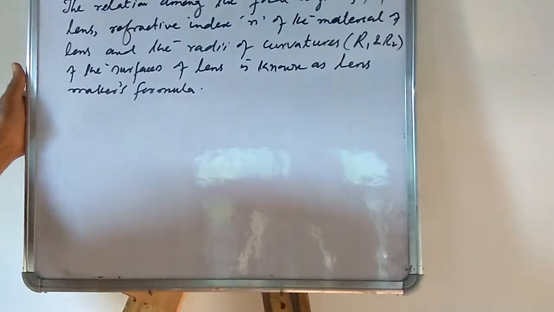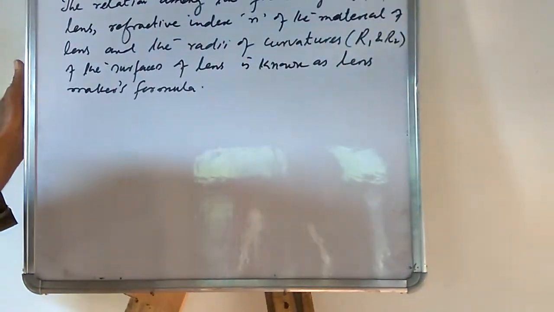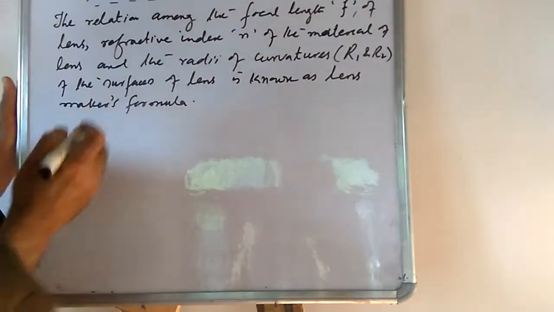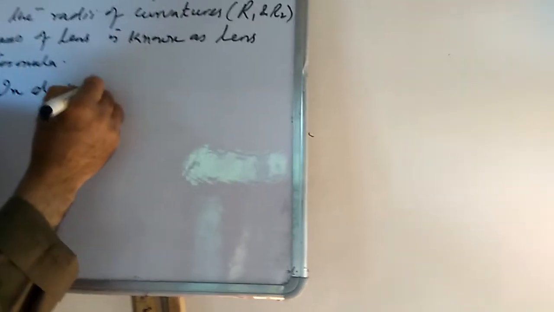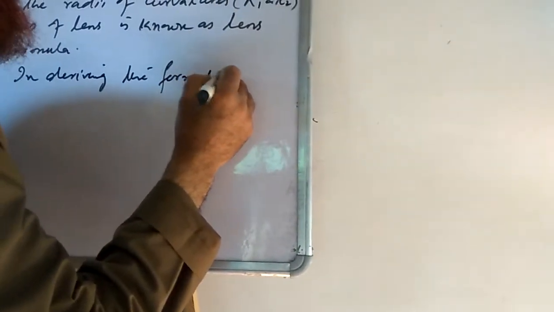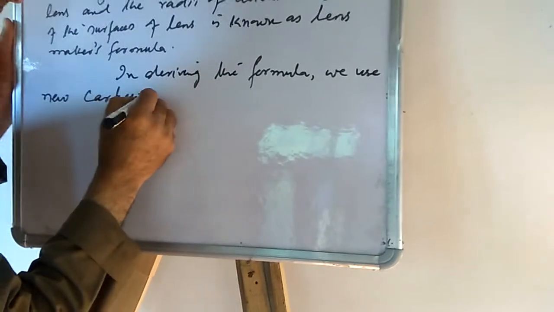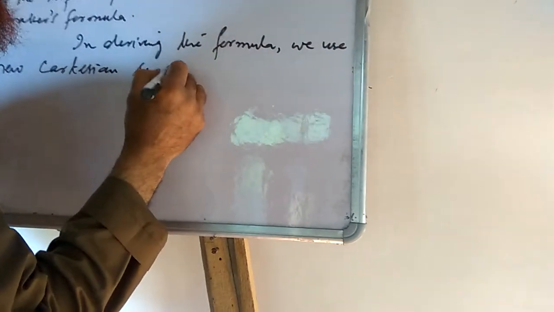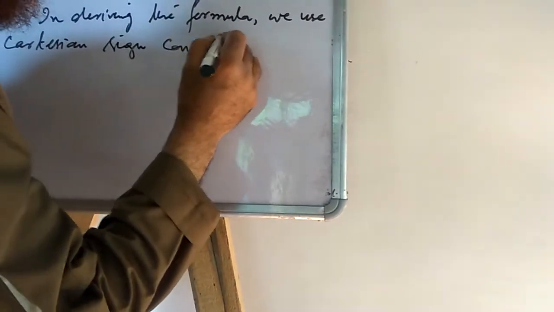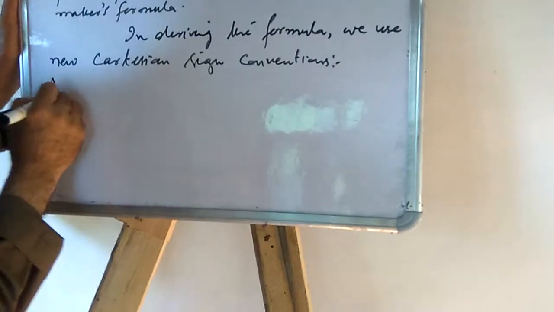Now, dear students, as you know, while deriving this Lens Maker's formula, we use the new Cartesian sign conventions. I will write here: in deriving the formula, we use new Cartesian sign conventions. What are the new sign conventions?